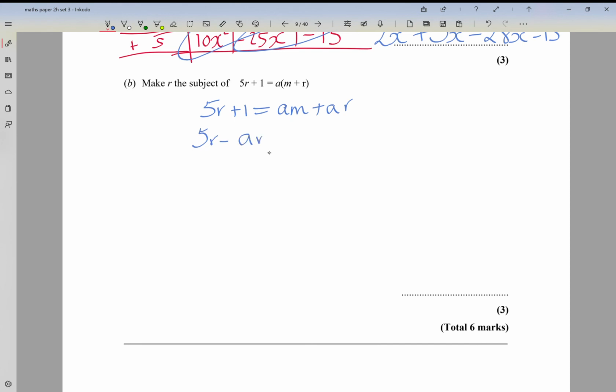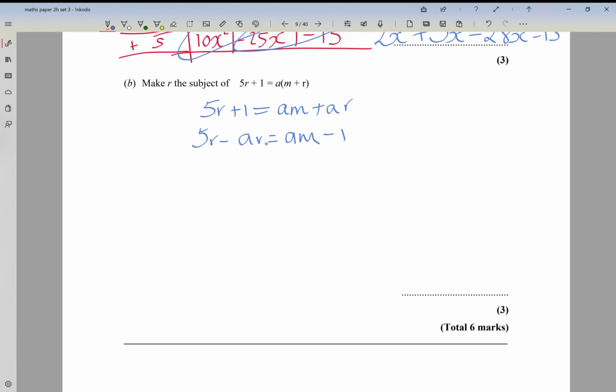So I'm going to minus AR over here. And also what I'm going to do at the same time, hopefully you can see this, I'm going to minus 1 from both sides. So I get rid of this 1 over here as well. So this 1 I'm minusing and moving it over here, like this. And this AR I'm minusing from this side and putting it over here. So hopefully you follow that.